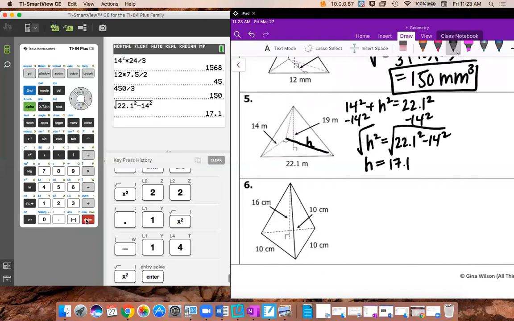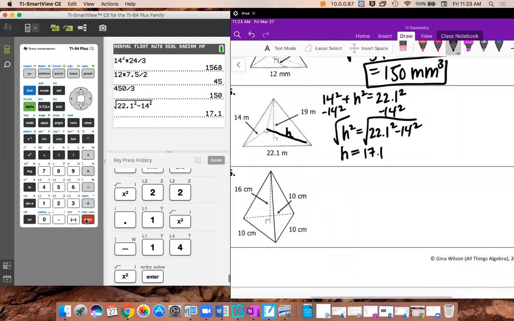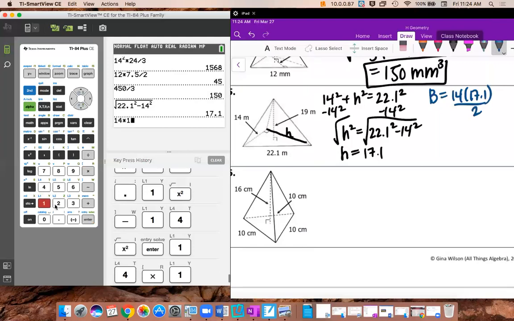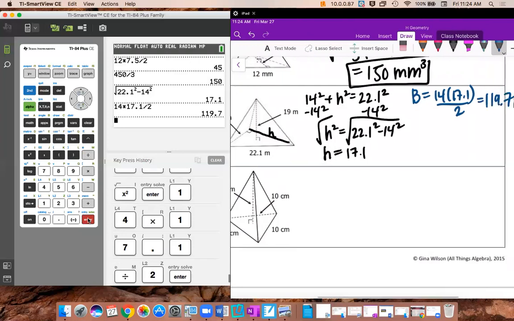Okay, so now we just need to find the area of that base, right? So let's find the area of this base down here. That was terrible, but you guys get the gist. So big B is area of the base. So we're gonna do 14 times 17.1, because that's your base and your height of the triangle. So 14 times 17.1, and then we're gonna divide that by 2. Okay, so this area of your base becomes 119.7, and then we're in meters squared, at least for the area of the base.